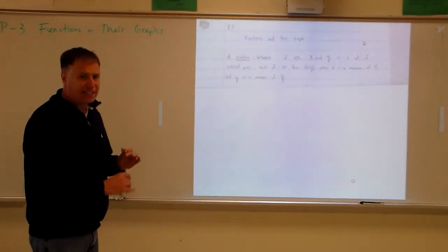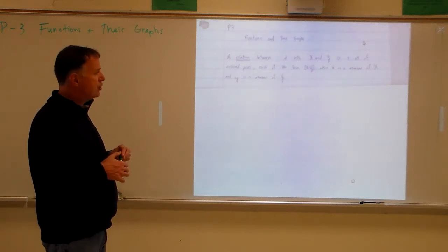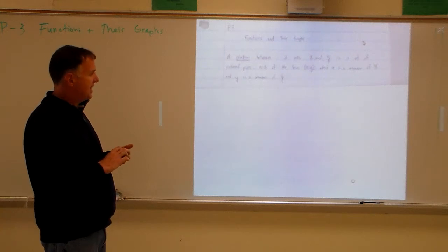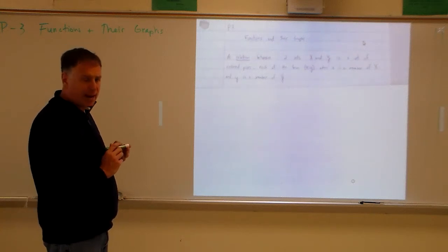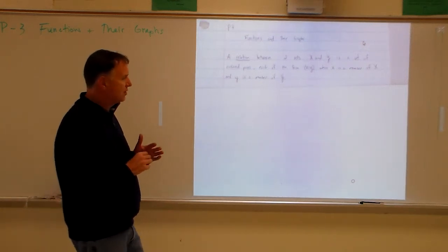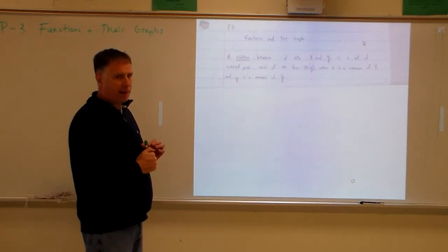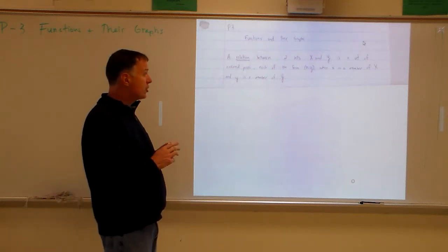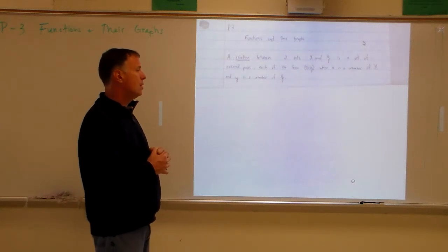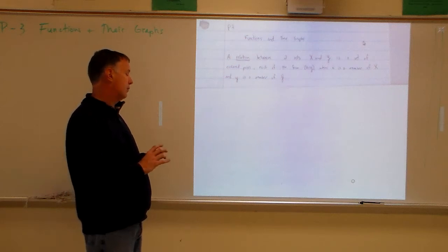So it says, a relation between two sets, X and Y, is a set of ordered pairs, each of the form x comma y, where x is a member of X, the big capital X, and y is a member of Y.